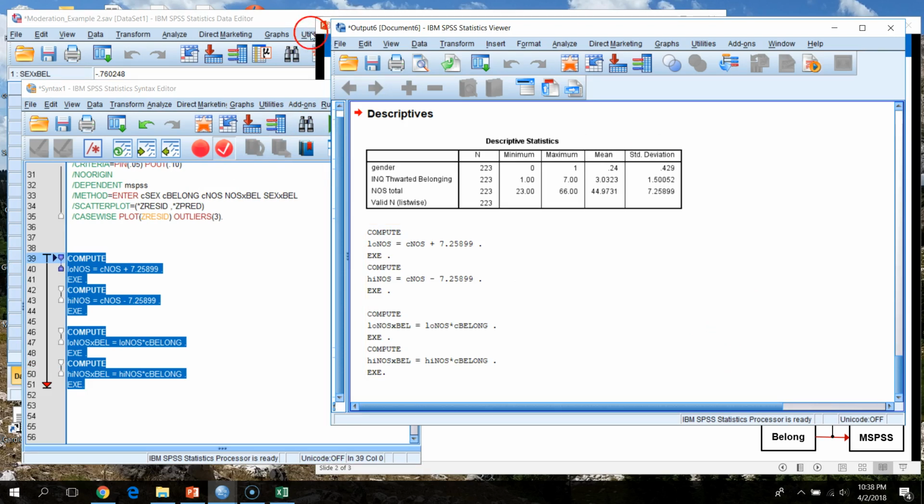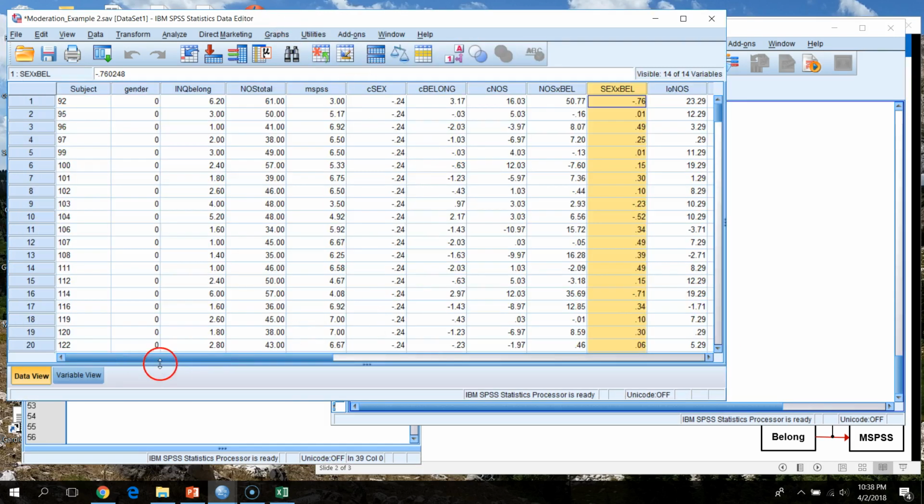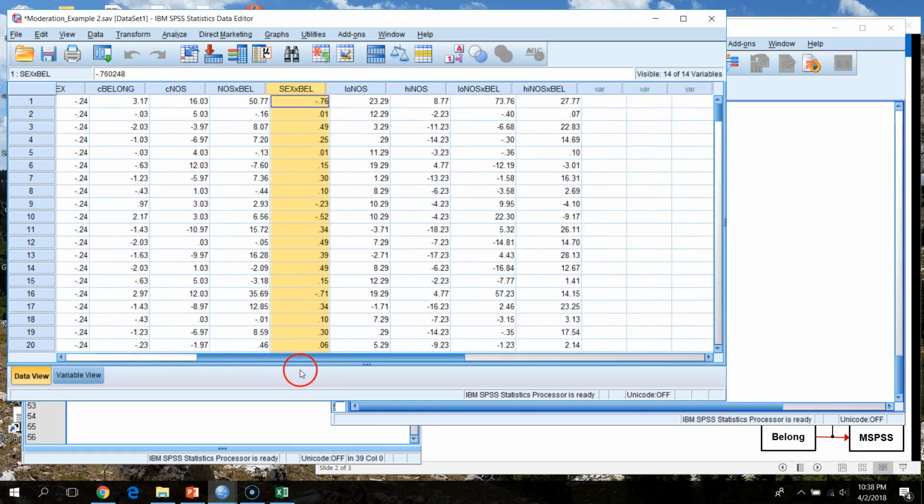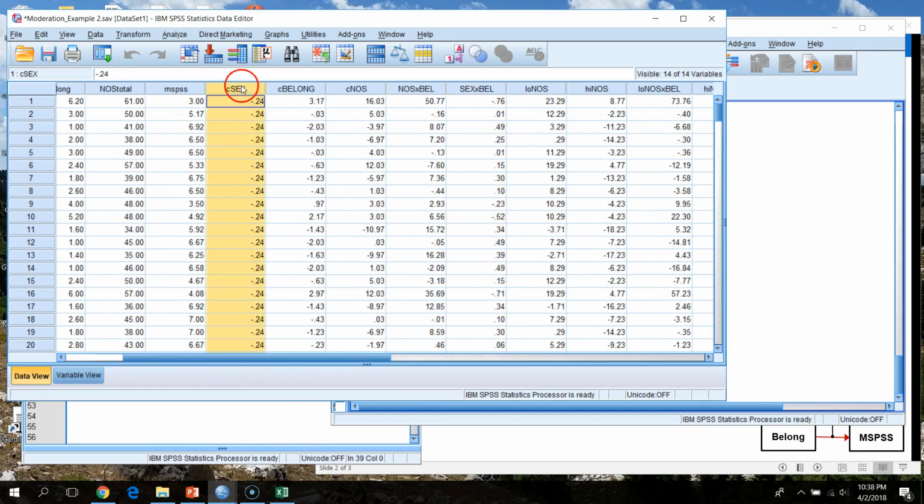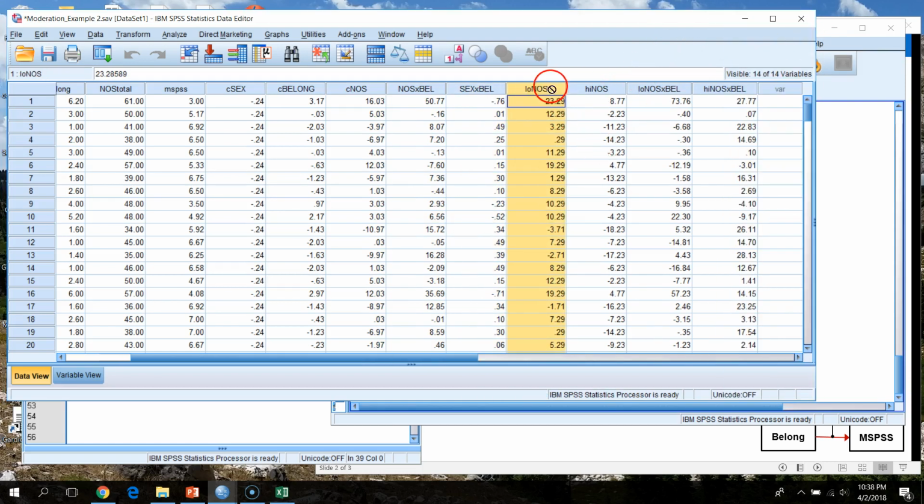All right, cool. None of that came up problematic. If I go through and look at my data, okay, so here I have my centered variables, centered sex, centered belonging, centered NOS. Here's my interactions for my base model. But here now I have a new variable. This variable corresponds to low levels, where zero value corresponds to low levels of my moderator. Here's my recentered moderator, where 0 corresponds to high values, and then my corresponding interactions.